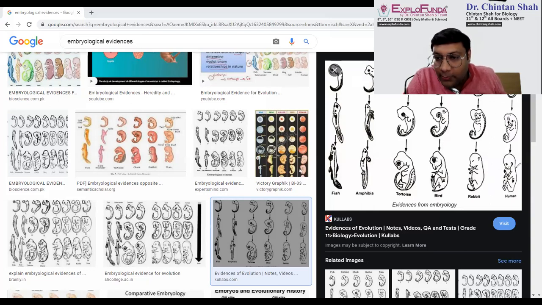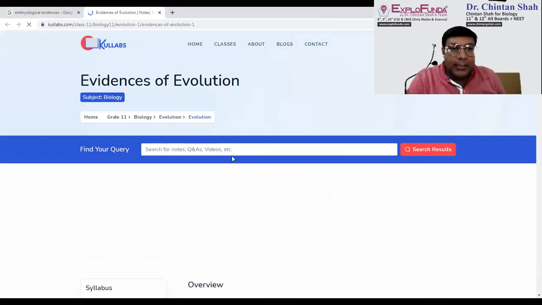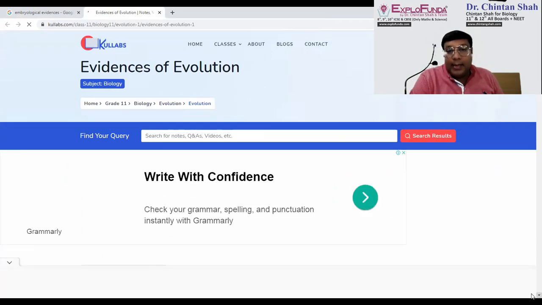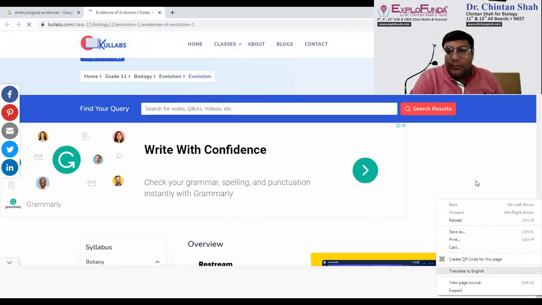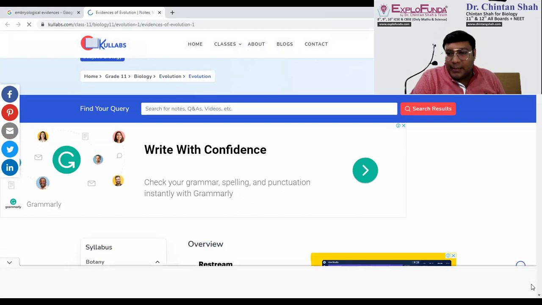So you can see this is the human, this is the rabbit. Oh my God, it's very similar. Yes or no? Then bird, then tortoise, then amphibian and fish. Does it make sense to you? Yes or no? That's amazing. So this is the way we have studied earlier, and that's why I'm showing you this way. This is the right way to study, I think.